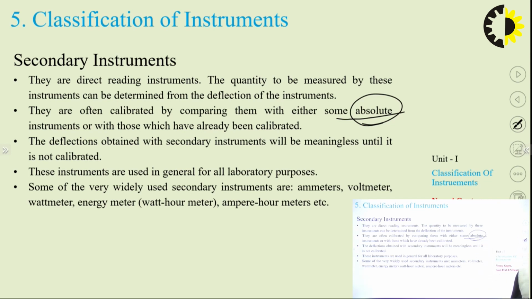The deflection obtained with the secondary instruments will be meaningless until and unless these are calibrated. If it is not calibrated, we cannot say we have done the correct measurements. These require to be calibrated first. These instruments are used in general for all laboratory purposes. Some of the very widely used secondary instruments are ammeter, voltmeter, wattmeter, energy meter, and ampere hour meters. These are the examples of secondary instruments.